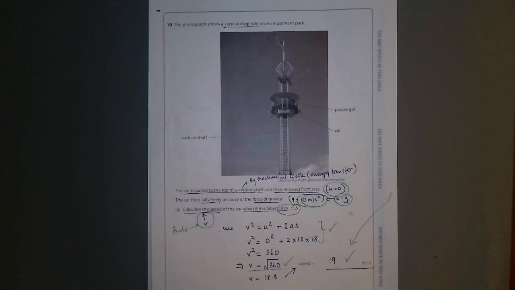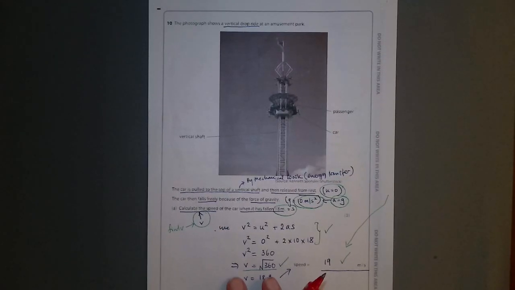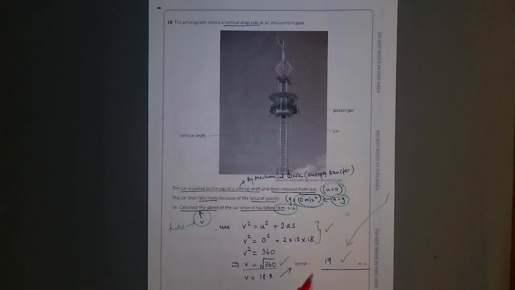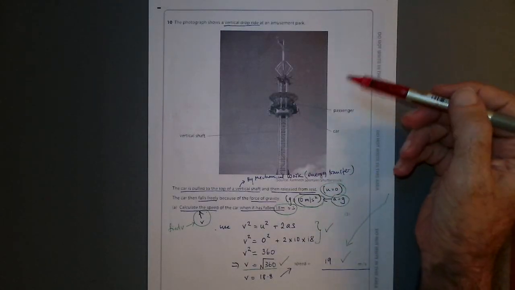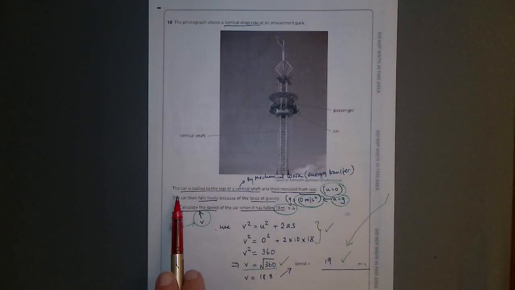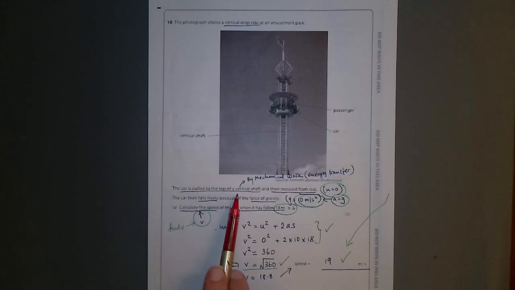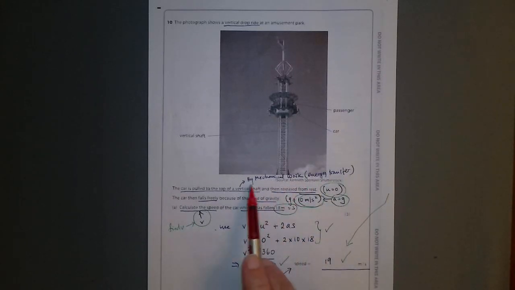The next question is question 10. So question 10 is about an amusement park, a vertical drop. So they want you to know that at the top it's got potential energy and then it goes down to kinetic energy. So it's a vertical drop ride. A car is pulled to the top of a vertical drop by mechanical work or energy transfer. I've added that in.